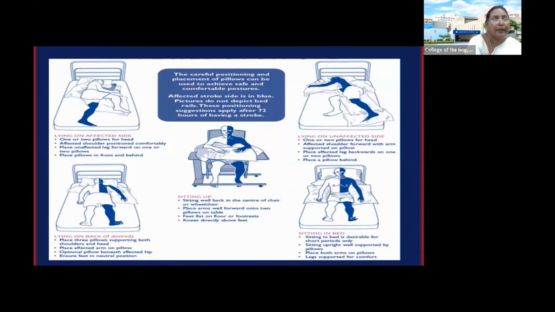Again, similarly, when you are making the patient sit up, the patient's back should be well supported against the chair's back. He should be in the center of the chair, not sitting at the tip or edge of the chair. He should be sitting well back, and then both legs should be on the floor, or you keep a stool or something and keep the legs supported. And both arms, affected and unaffected, should be supported and kept in a symmetrical position.